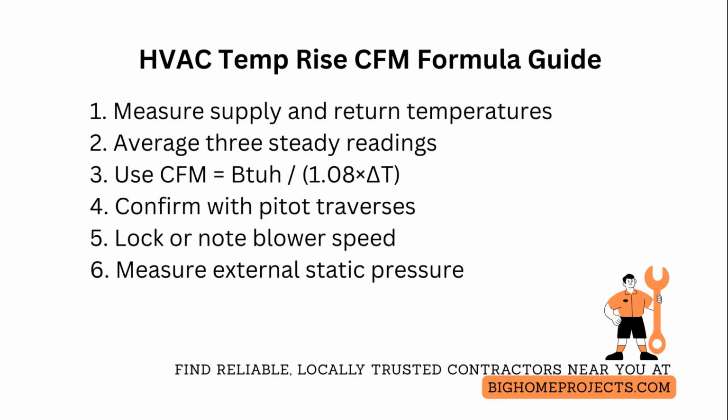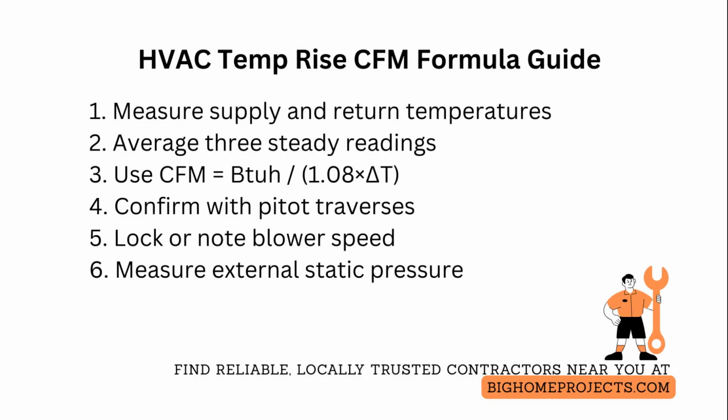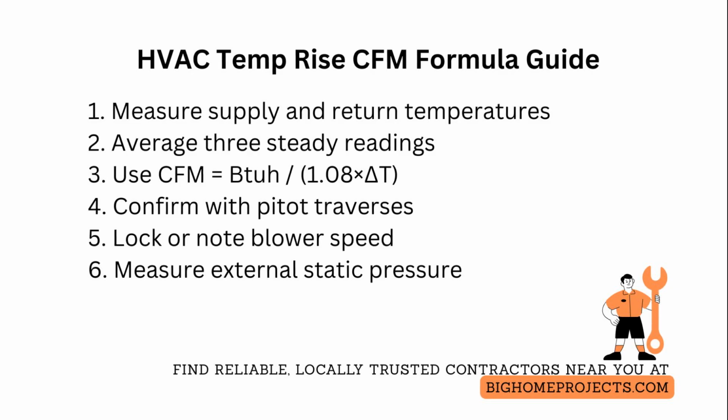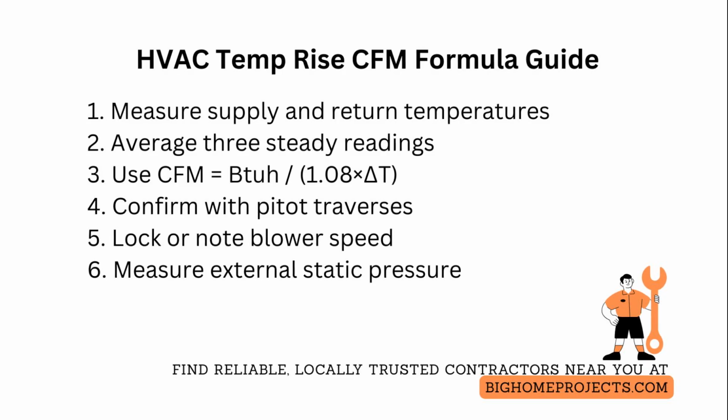Calculate temperature rise as supply minus return, then apply the formula CFM equals sensible heat in Btuh divided by 1.08 times temperature rise in degrees Fahrenheit, where sensible heat equals the system's sensible cooling or heating load. Or, for field checks, use rated Btuh output on the furnace or heat strip minus any known losses. Always correct Btuh for fuel type and combustion efficiency when using furnace nameplate numbers.